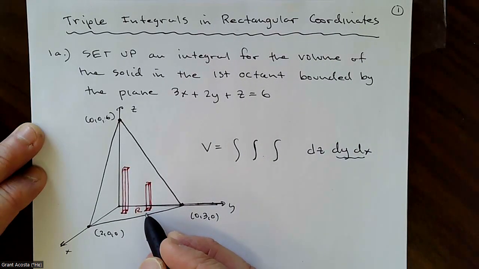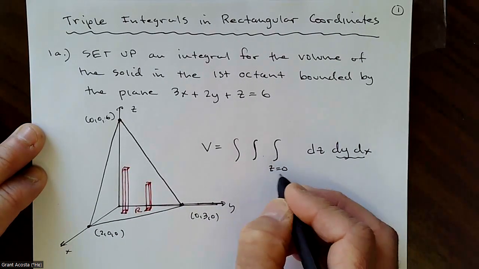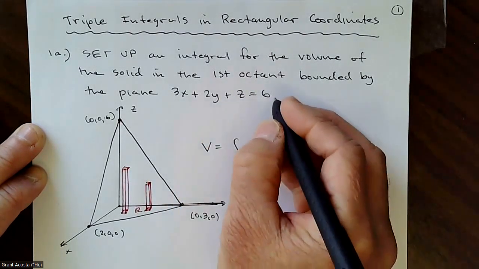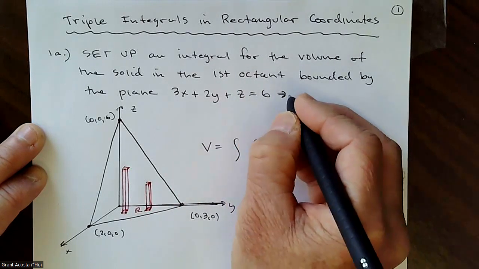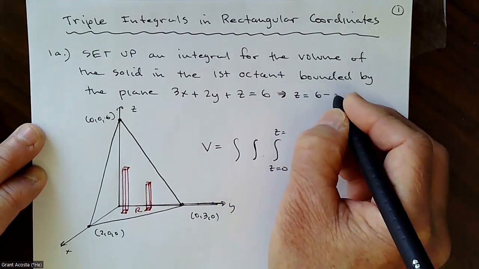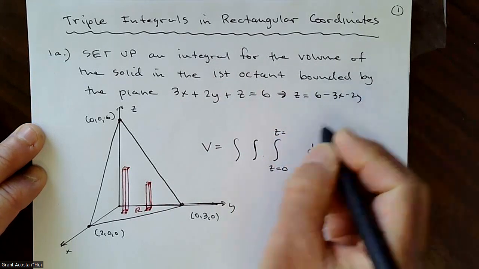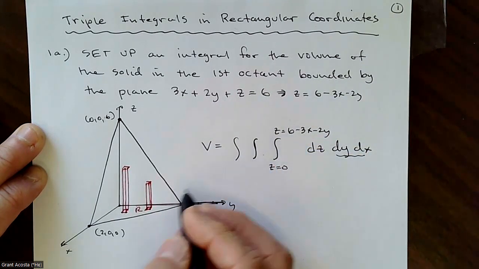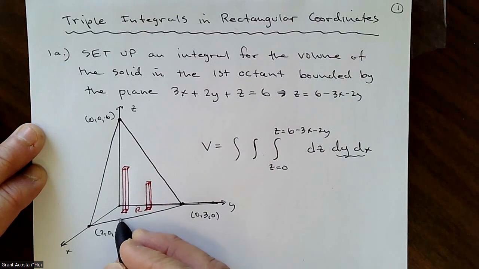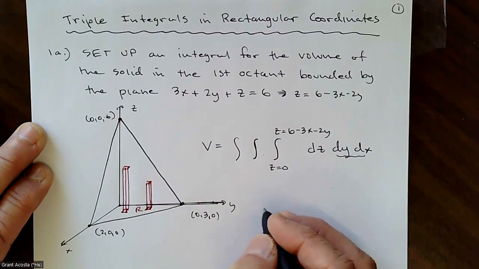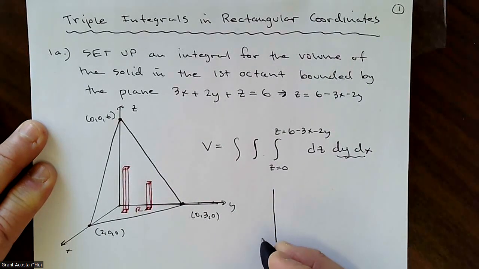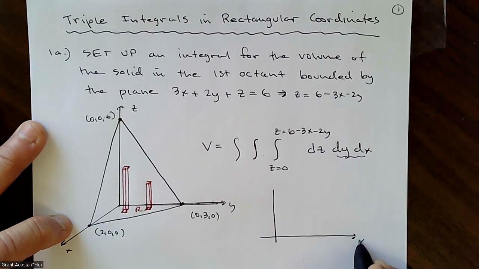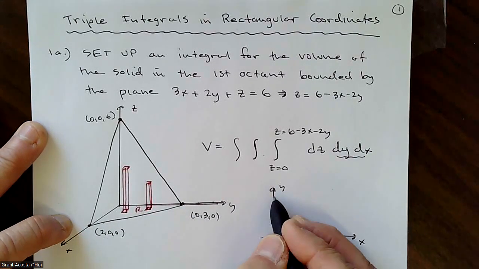Every column we draw in this region is going to stretch from z equals 0, that's your bottom, to z equals the equation of this plane, which means we may need to solve this for z. If you solve this equation for z, you get 6 minus 3x minus 2y. Then we're going to put limits that describe where all these columns lie in terms of y and x. You may want to sketch a separate graph for this region of integration, which lies in the xy plane.